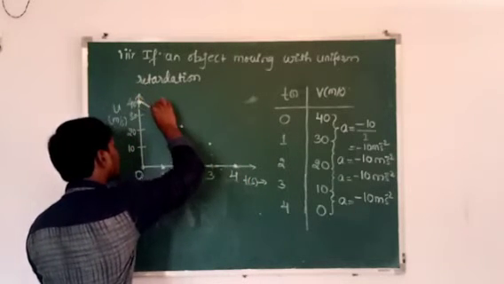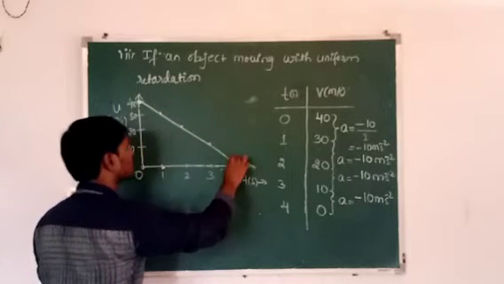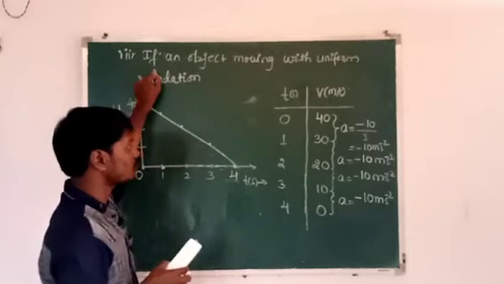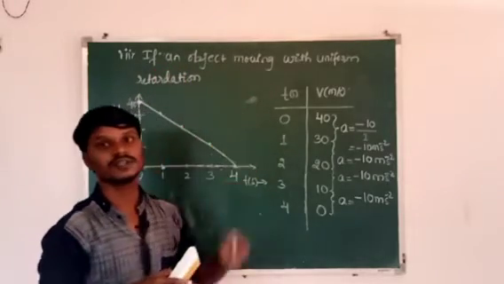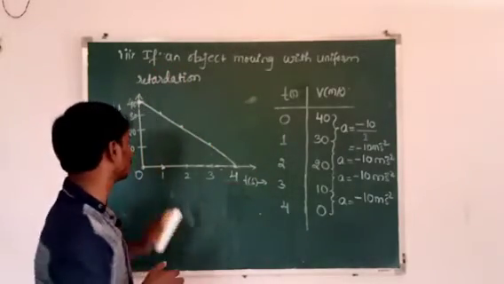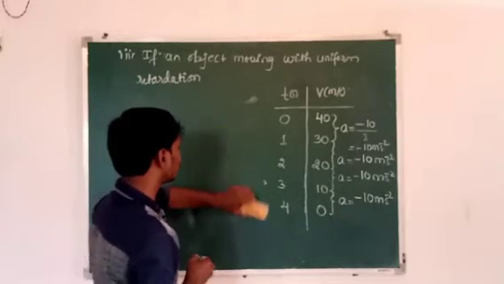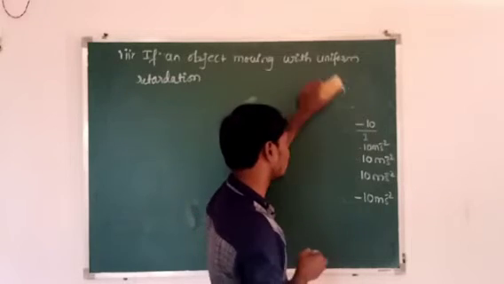Then let us join the points here. We will get the velocity versus time graph. Then this is the velocity versus time graph for the object moving with uniform retardation. Okay. Next, velocity versus time graph for the object moving with increasing acceleration.